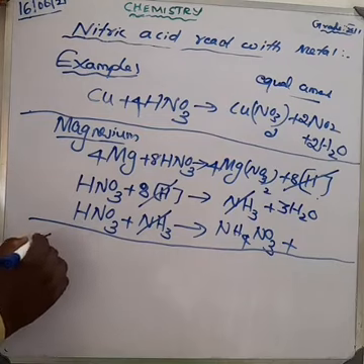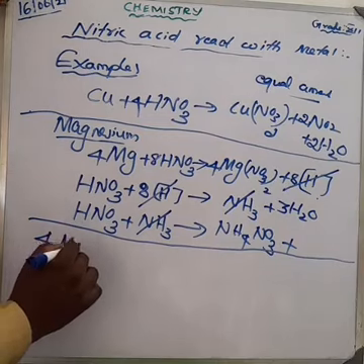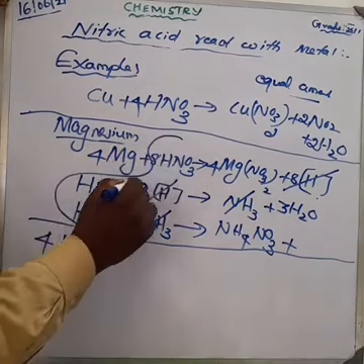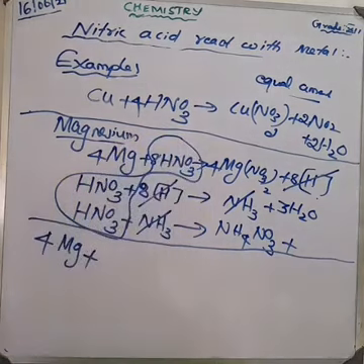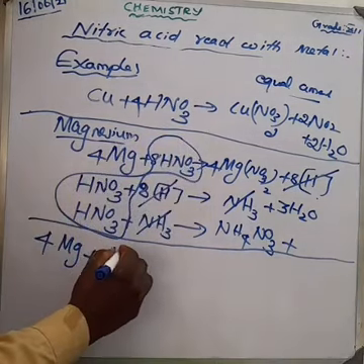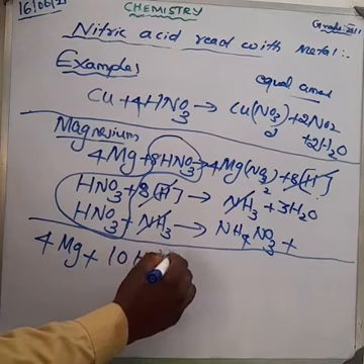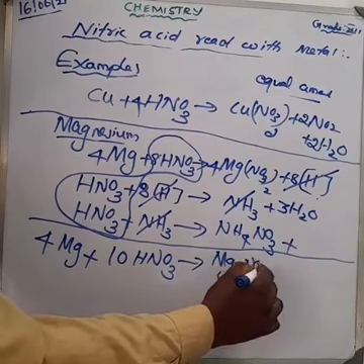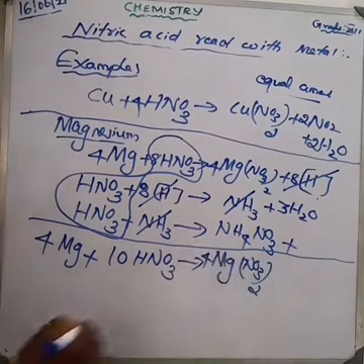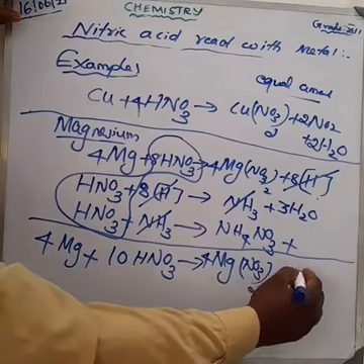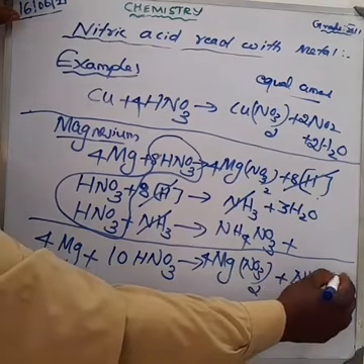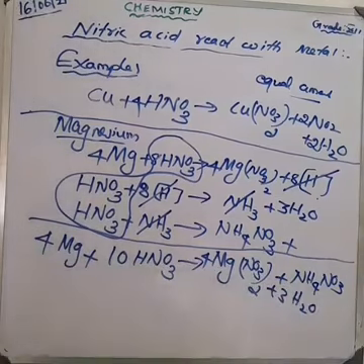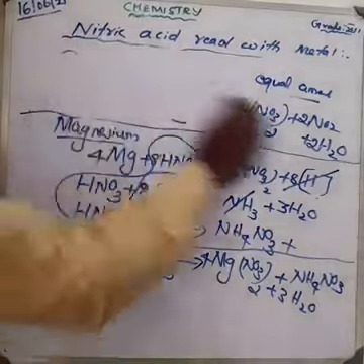How much magnesium is there? 4 magnesium. How much nitric acid is there? Here having 8, here 1 making 9, here 1 making 10. So 8 plus 1 plus 1, 10 nitric acid gives, what's the expected product? Magnesium nitrate, 4 Mg(NO3)2, plus ammonium nitrate NH4NO3, plus 3 molecules of water. Am I right? So we write the overall reaction.